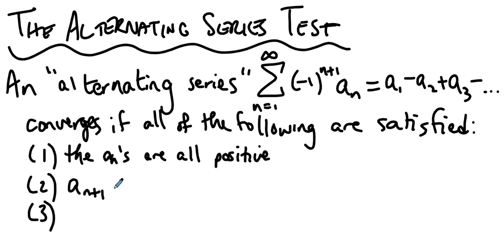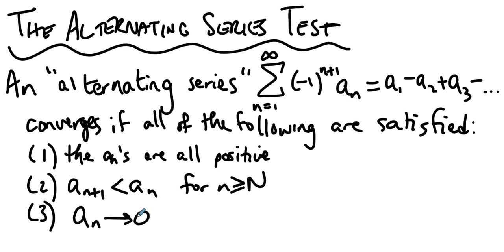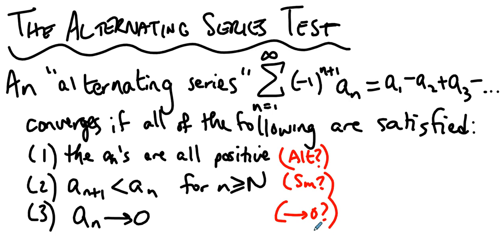Two, a sub n plus 1 has to be less than a sub n eventually. After some point, the terms get smaller. And three, the a sub n's have to go to 0 as n gets large. So we ask ourselves, do the terms really alternate? Do the terms really get smaller? And do the terms really approach 0? If we can say yes, the terms alternate, yes, the terms get smaller, yes, the terms get closer and closer to 0, then we say the alternating series converges.